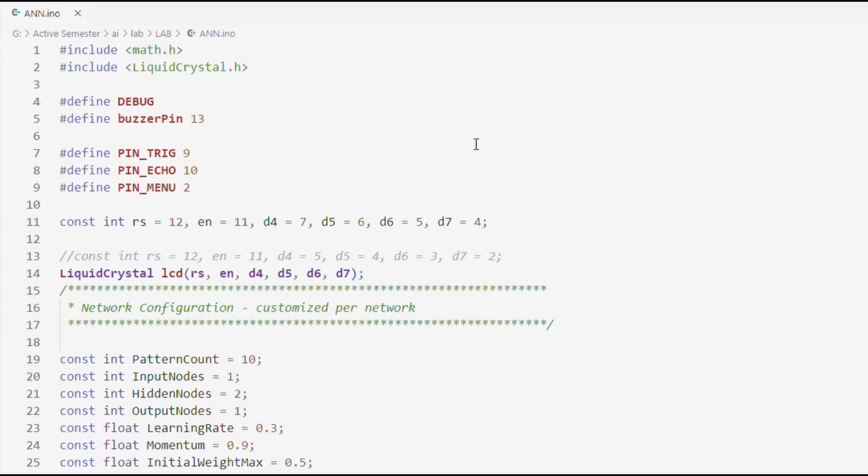This code is for a water monitoring system integrated with a neural network to learn and predict water flow levels. It utilizes components like an ultrasonic sensor for water level measurement, an LCD for displaying information, and a buzzer for notifications. The neural network trains on predefined patterns to model water flow behavior. Let's dive into how each part of the code contributes to this system.